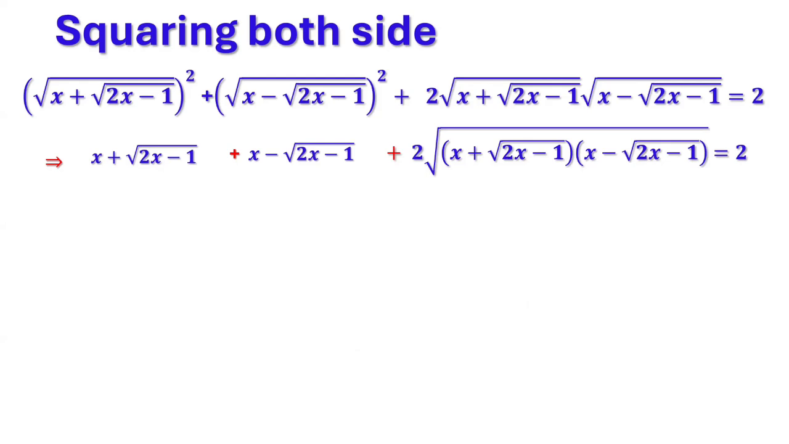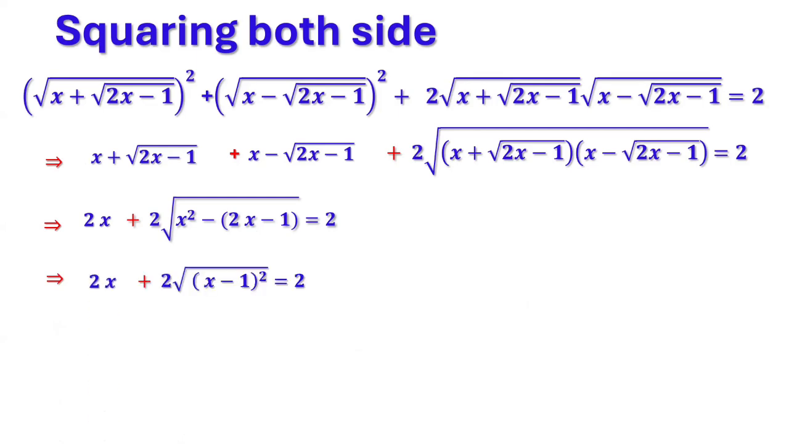Then we further simplify. So here square root 2x minus 1 will cancel out, and then you get 2x here. And this part you have a plus b, a minus b formula, so it will become a square minus b square. It will look like this, 2x square minus 2x minus 1. Now further simplify here, so it will give you x square minus 2x plus 1, which is nothing but x minus 1 whole square.